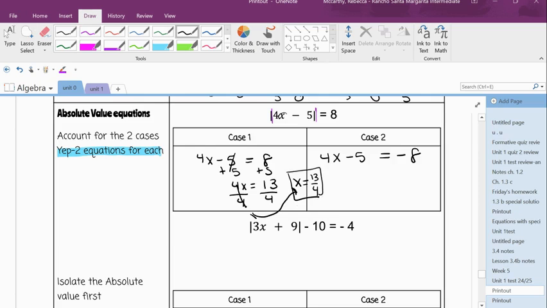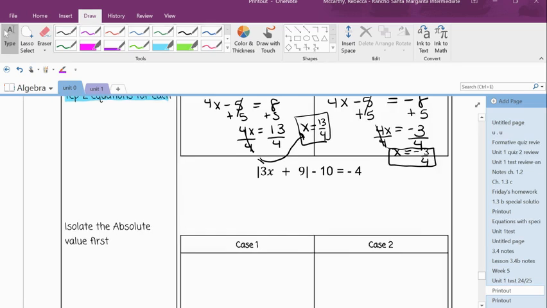Okay, now here, I'm going to add 5 to both sides, and I get 4x is equal to negative 3. Divide by 4, divide by 4, and x is equal to negative 3/4. Squeeze it in there. And fractions are okay as answers. Now let's look at the next one.